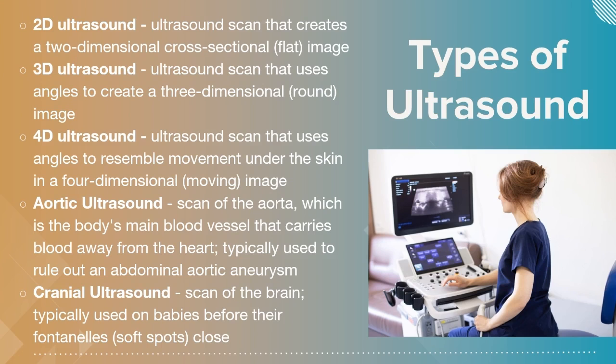Aortic ultrasound, scanning the aorta, the body's main blood vessel that carries the blood from the heart, typically ruling out abdominal aortic aneurysms. There's also cranial ultrasound, scanning the brain. It's used sometimes with babies, fontanelles, bleeds, and different neurological diagnoses, and point-of-care ultrasound.